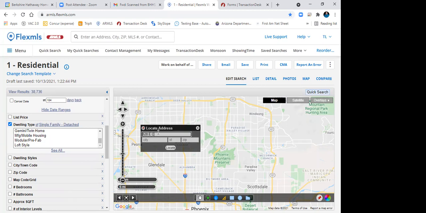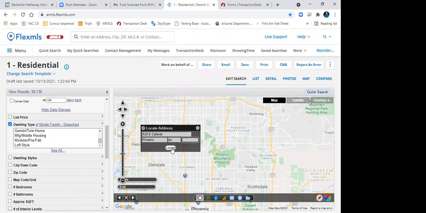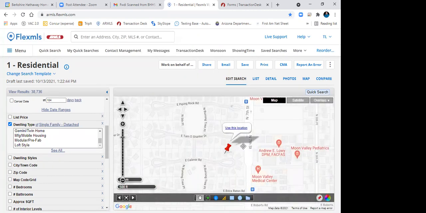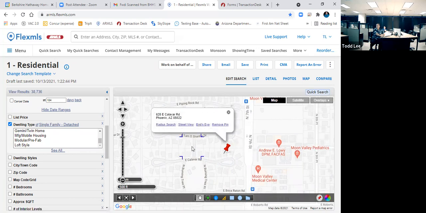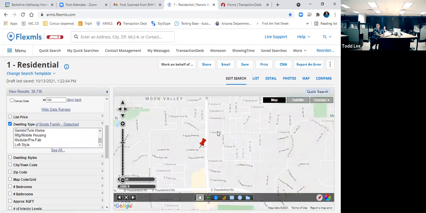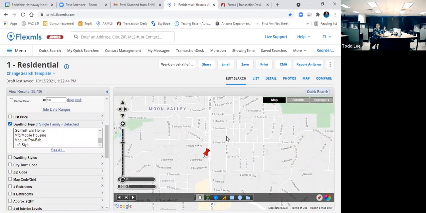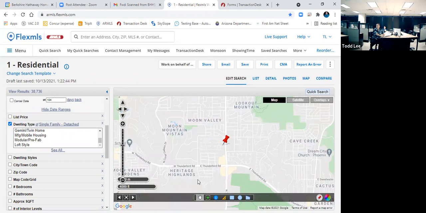628 East Calavar Road, Phoenix, Arizona 85022. There we go, and that is the right location. So I'm going to say use this location. Then I'm going to use my scroll button and scroll out a little bit. I know this is Moon Valley, and I know that that is 7th Street, so I know I'm going to want to keep it in the Moon Valley area. So I'm just going to go Thunderbird. Actually, I need to get away from there. I'm going to create a square, and we'll go clear over here.